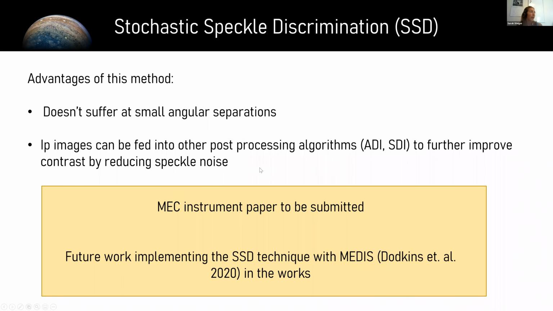So finishing up, since I'm running out of time, some advantages of this method over other post-processing methods are that it doesn't suffer at small angular separations like ADI and SDI do, for example. And you also end up with these IP images, which are intensity images that can be thought of as theoretically containing just, or mostly, the light from the companion, which can then be fed into other post-processing algorithms to further improve the contrast.